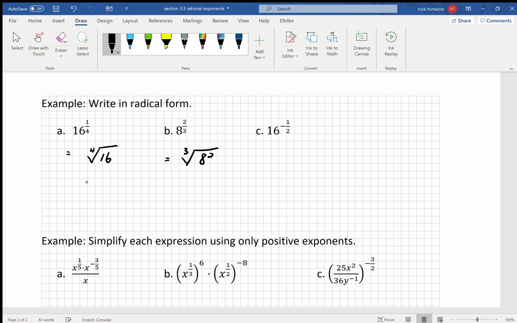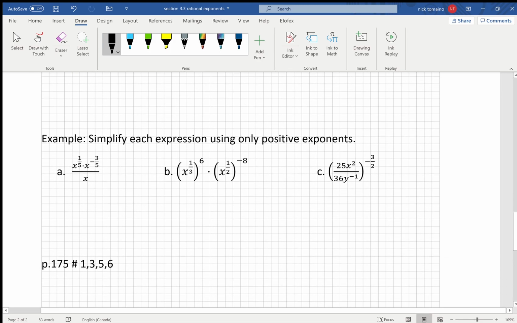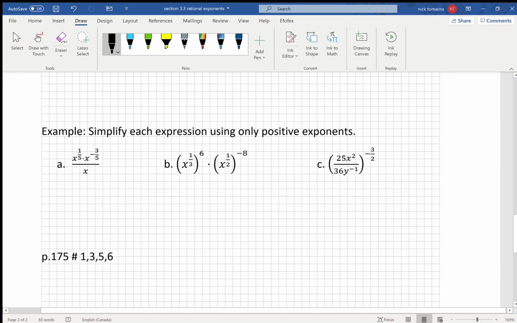And this one right here, because we have a negative exponent, we're going to write it so it's 1 over the square root of 16. Notice that I didn't write a 2 there because 2 is the default. So the square root of 16 is the same thing as the, again, it's the default. All right, so now we're going to apply this with what we sort of did yesterday.